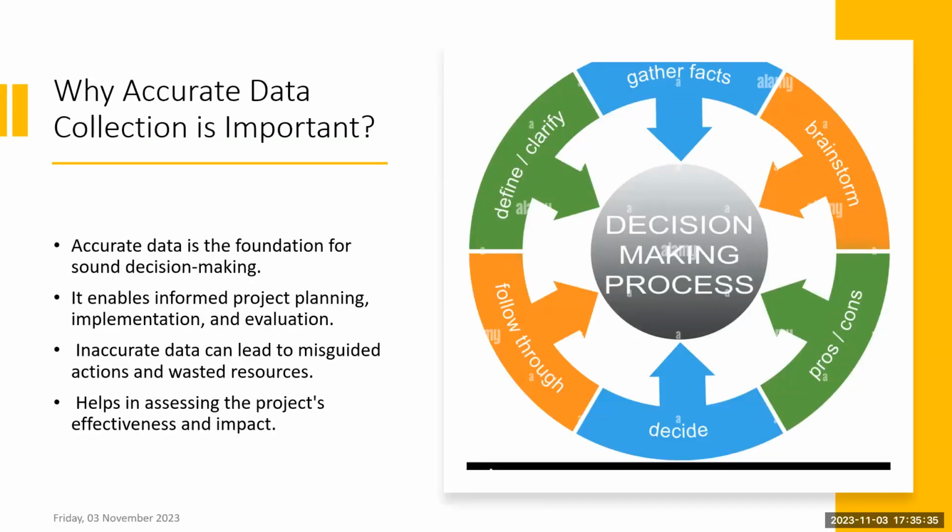Why accurate data collection is important. The whole essence of going through the rules or the guide of collecting data is to ensure that we get accurate data. Accurate data is very important because it is the foundation of sound decision making, just like I mentioned earlier. It is from the culmination of the data when analyzed that it can inform decisions. It also informs project implementation and evaluation. Inaccurate data can lead to misguided actions and wasted resources.